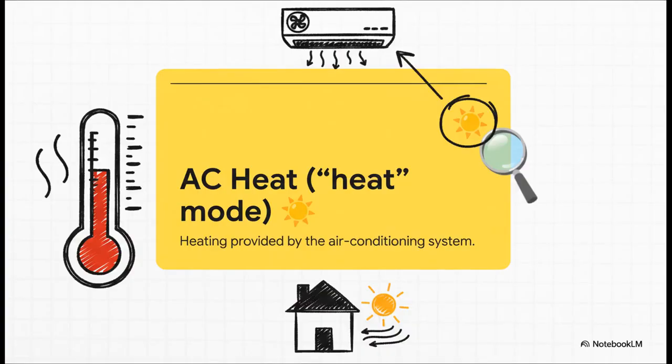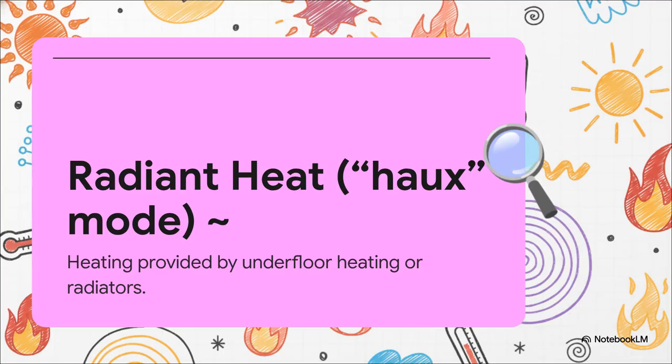All right, first on the list is AC heat. This is your fast and furious option, right? It uses the very same system that keeps you cool in the summer to pump out warm air. It's quick, it's direct, and we're going to use this little sun icon to keep track of it. Then you've got radiant heat. Now this one is all about that deep, silent comfort. You know the feeling, that cozy warmth coming up from the floor or from a radiator. It's a completely different vibe and a totally separate system. We'll use these wavy lines for this one.